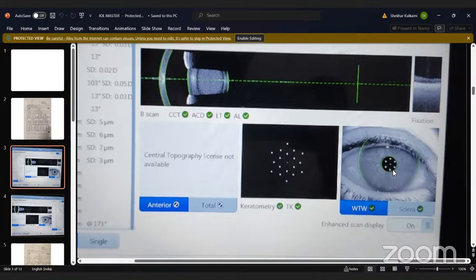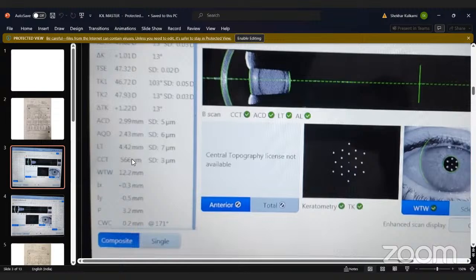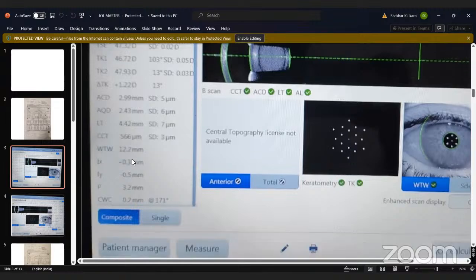Which we can detect with the CWC. This is the Chang-Manning chord measurement, that is angle kappa. It shouldn't be more than 0.5 millimeters. If it's more than 0.5 millimeters, that means we can't implant multifocal IOLs in those cases.